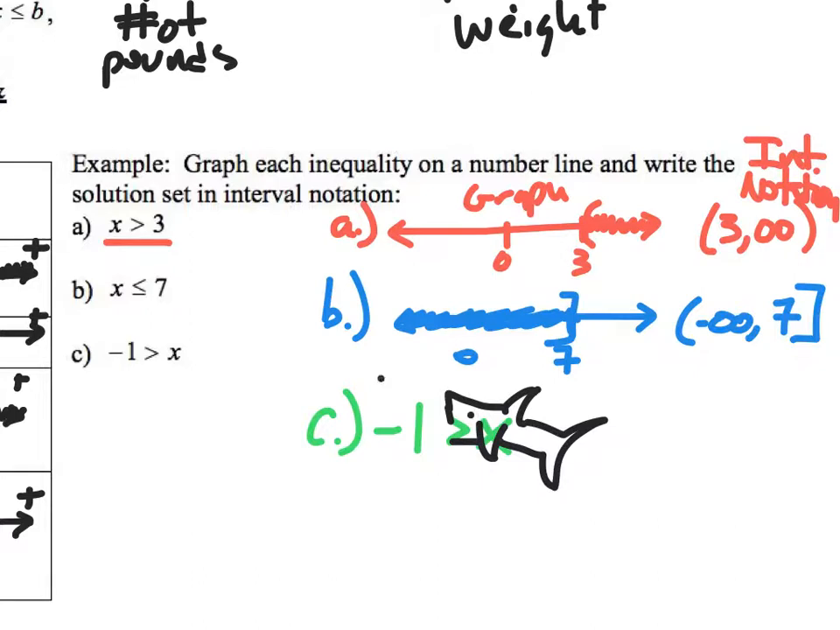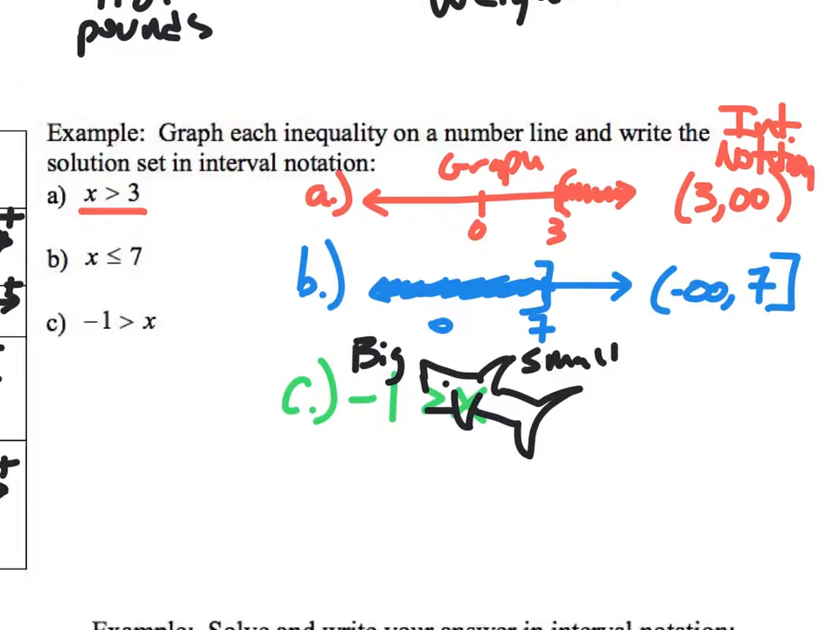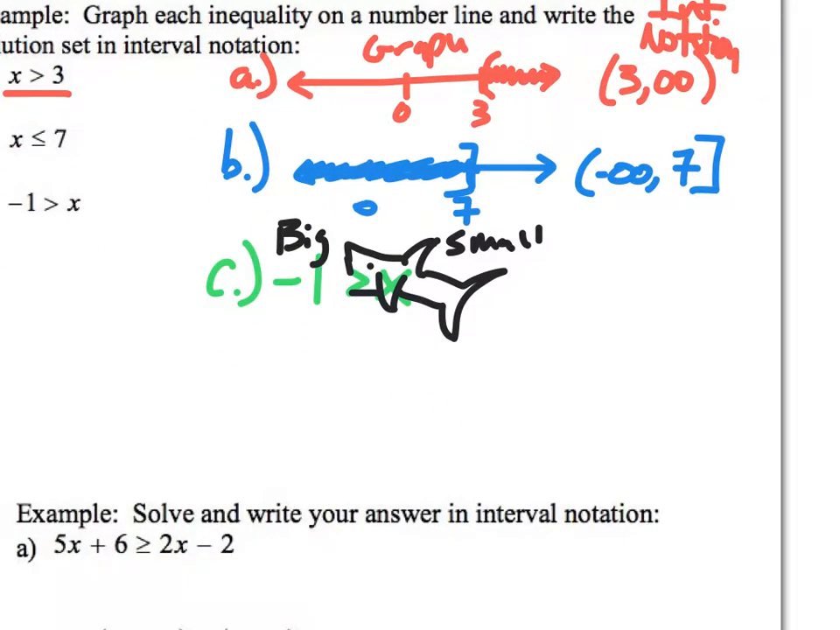And that helps me say, okay, this side is big, this side is small. It kind of just depends. All right, so now let's take a look at that one, and let's do that real quick. So negative 1 is less than x. So let's draw a graph here real quick. And let's put in a 0, and then let's put in a negative 1.